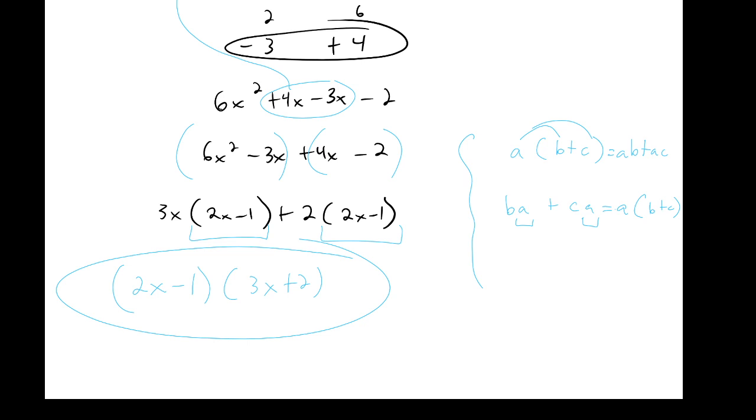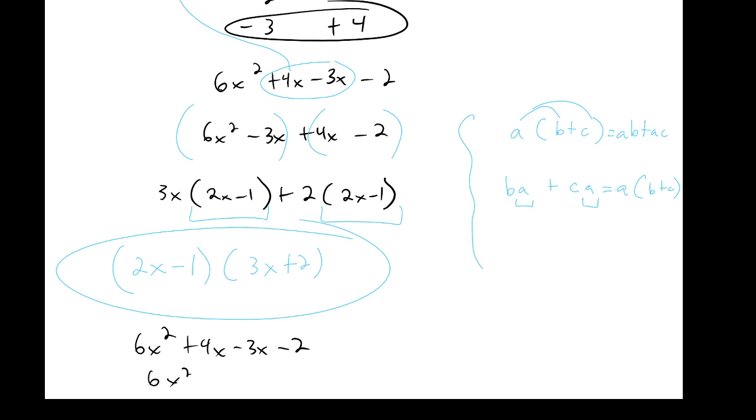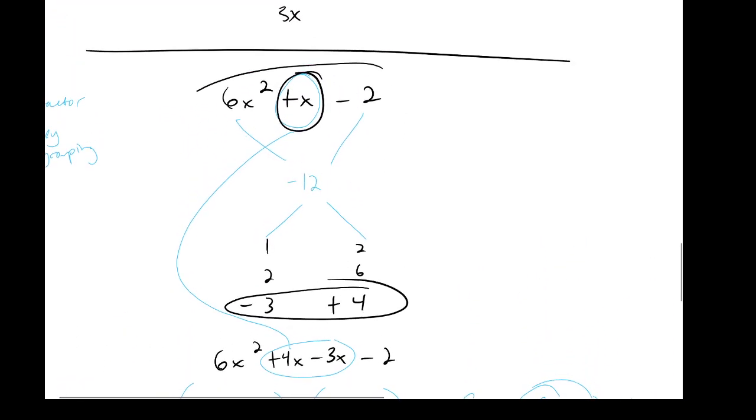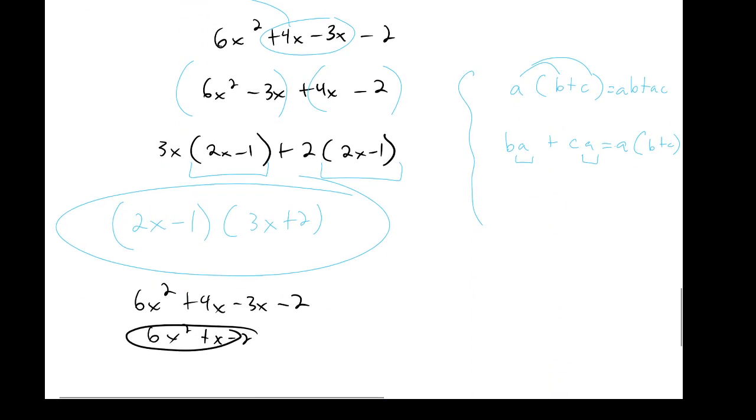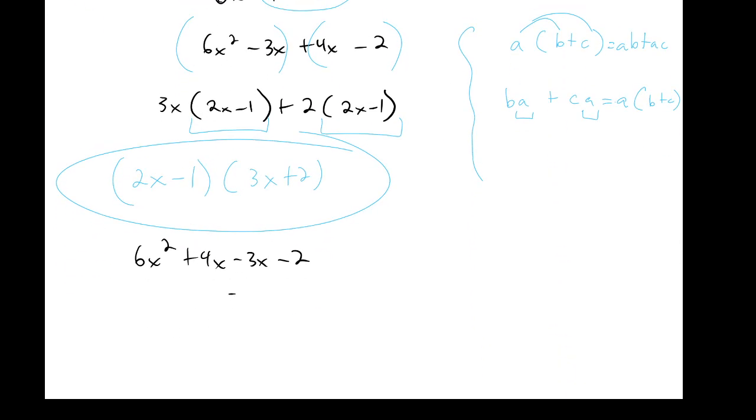Don't believe me? FOIL it. 6x squared plus 4x minus 3x minus 2, which of course is 6x squared plus x minus 2, which again is our original problem. So this is how you do this problem by factoring by grouping.